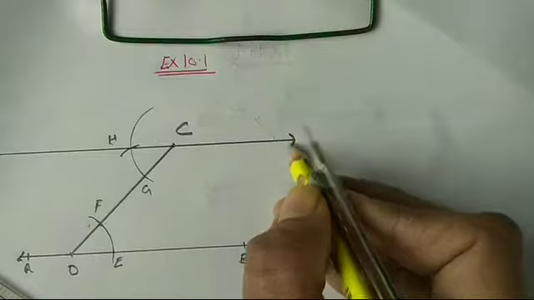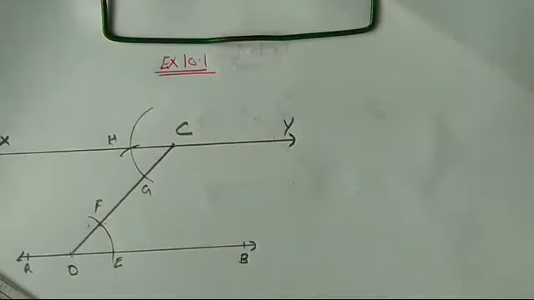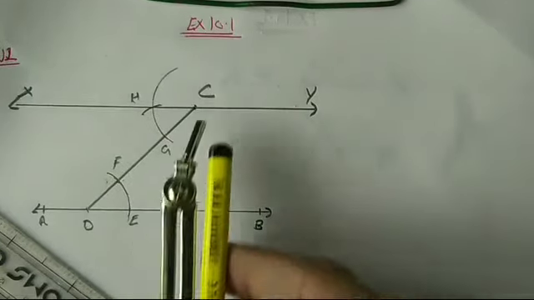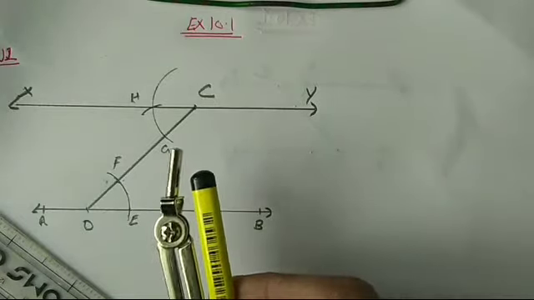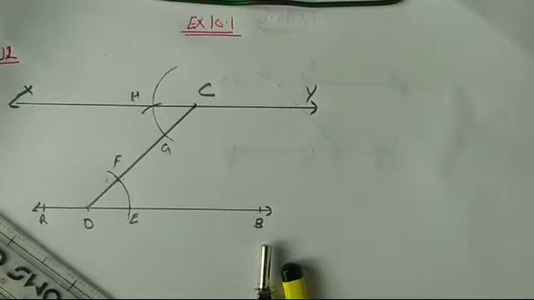So this is line XY. XY is the required line which is parallel to AB passing through C, which is lying outside the line, using only ruler and the compass. So this is the solution of the very first question. Now see question number 2.